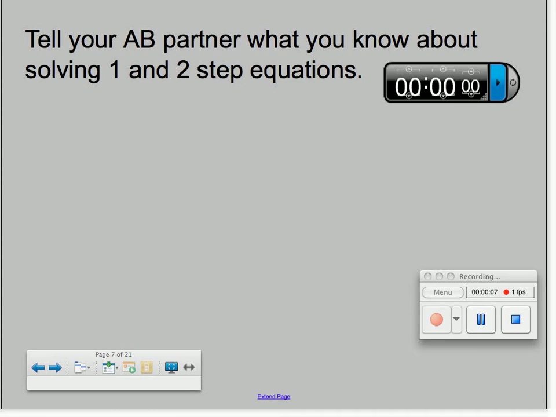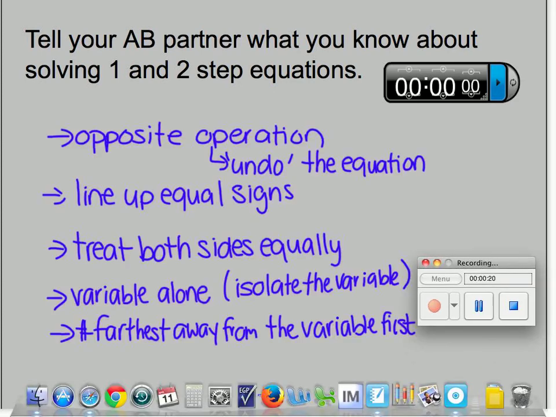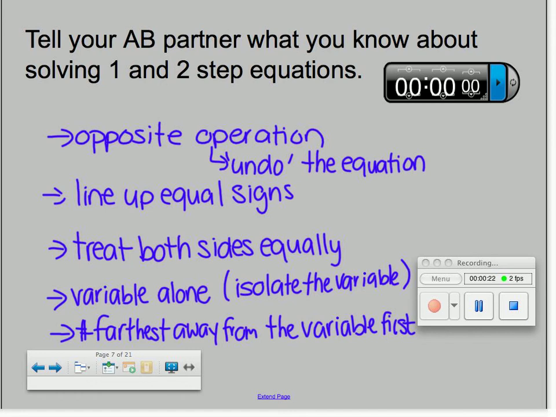We've been working on solving 1- and 2-step equations. What do we know about them? Obviously, remember we have how many rules for algebra? Same thing, right? 1 minute. Okay. All right, so there we have our basic principles of algebra. Good, that was a good little review.